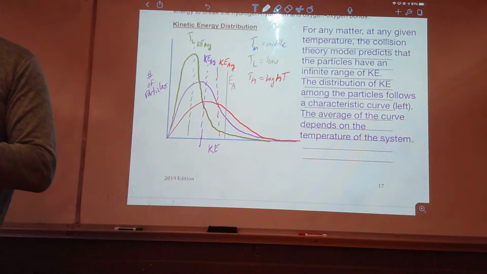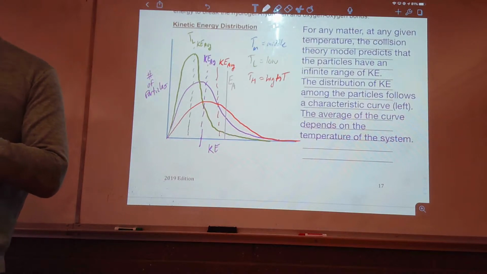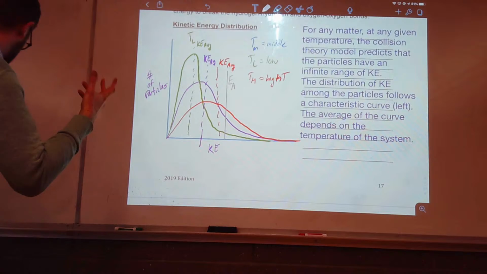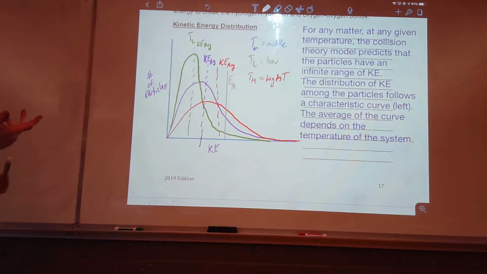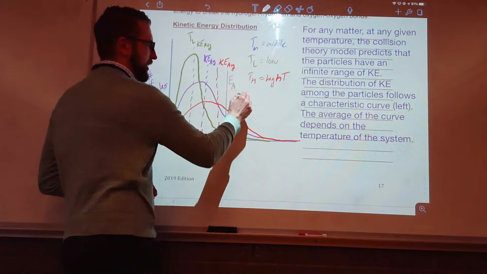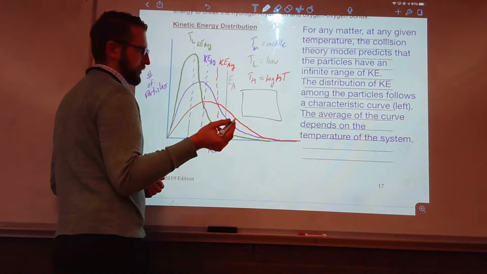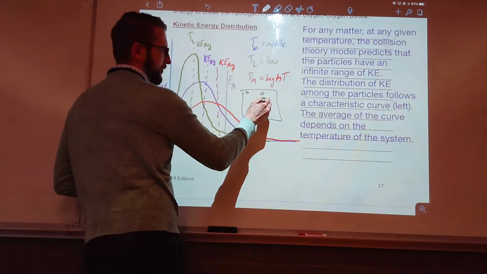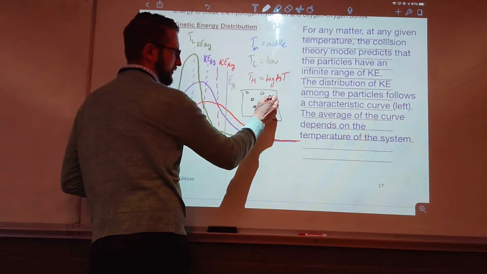So, what else do I have to say about this graph? It can be a little bit tricky to work your mind around this because we are dealing with large numbers. We have a box and we're having a chemical reaction. We have thousands and thousands and thousands of particles.